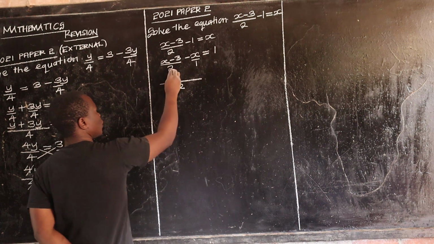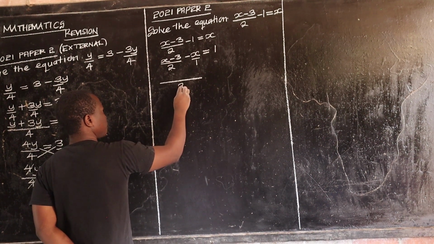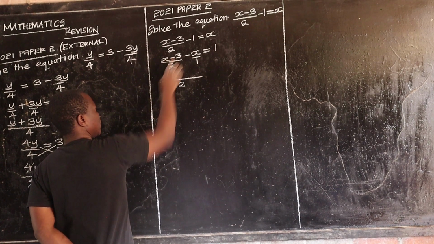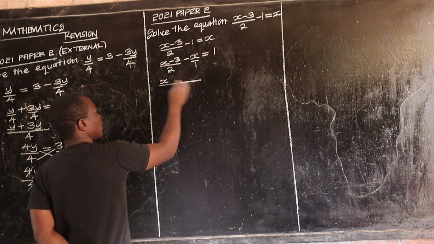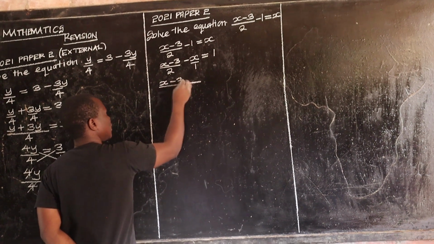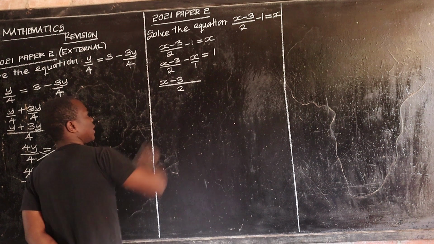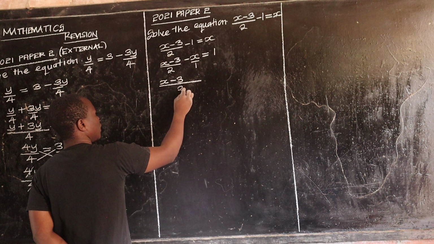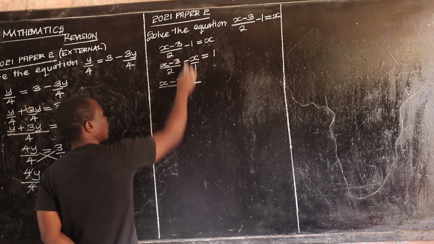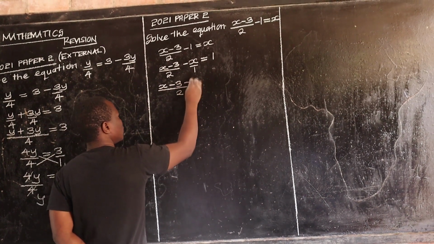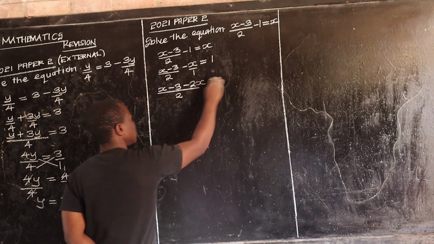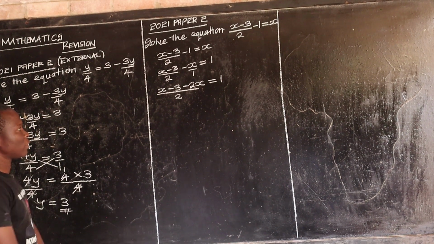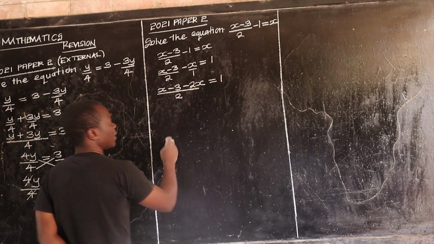Then we say 2 into 2, you obtain 1. 1 times x minus 3, you obtain x minus 3. Okay. Then 1 into 2, you obtain what? 2. 2 times negative x, you obtain negative 2x is equal to what? Positive 1. Okay. So at this level, what we are going to do is we can simplify the like terms.